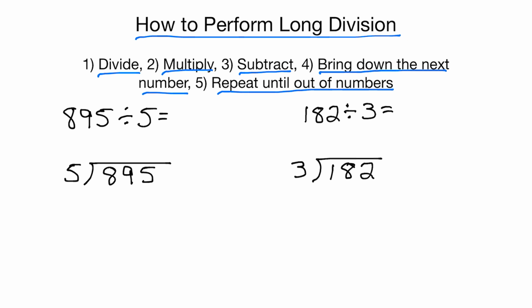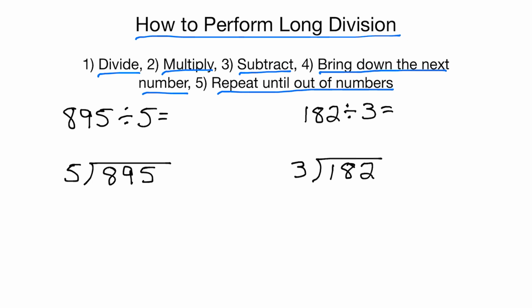Okay, there are a couple of examples here. The first one is 895 divided by 5. So 895 is being divided. So we put that number into the long division symbol, and we're dividing by 5. So we put the 5 outside. That's the number we're dividing by.